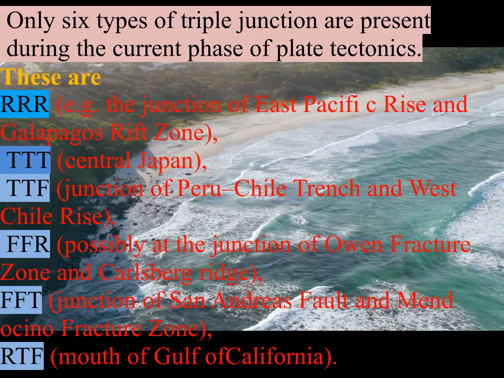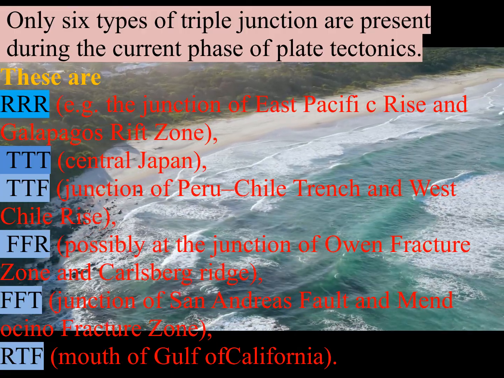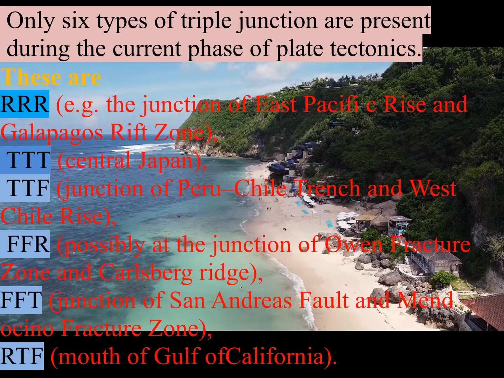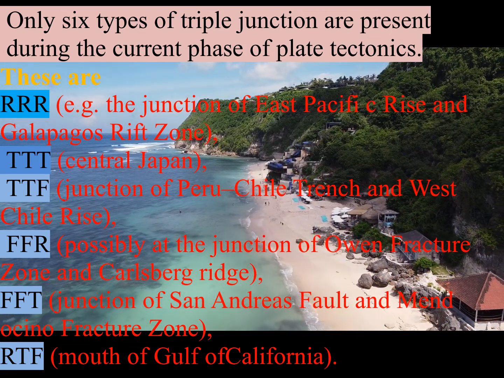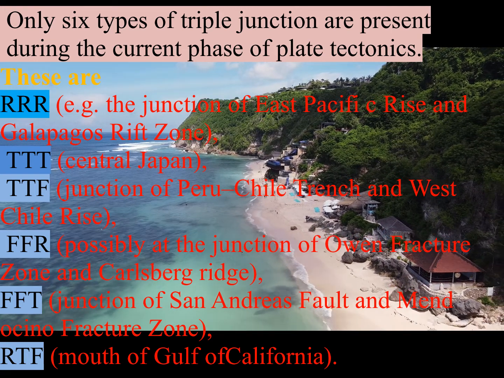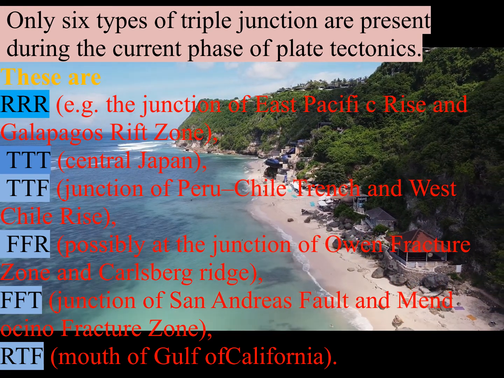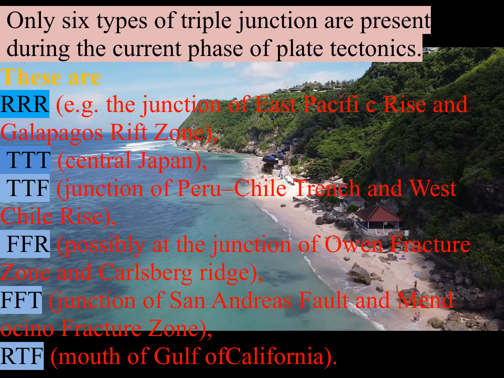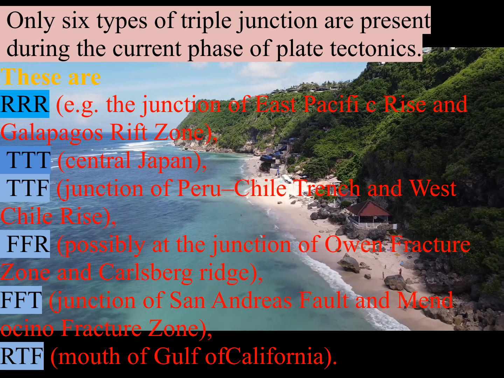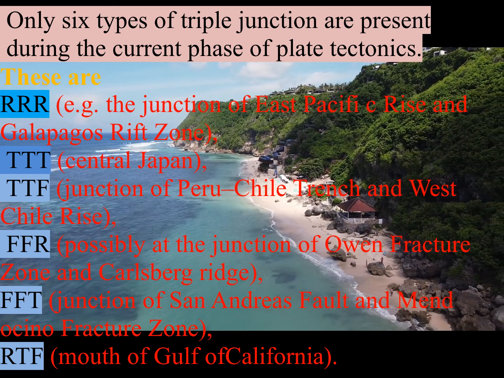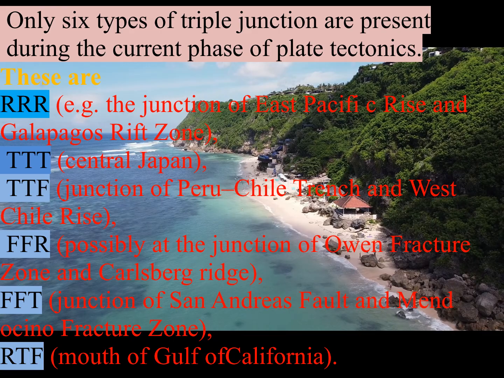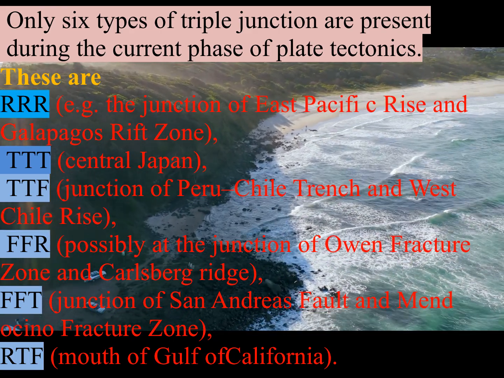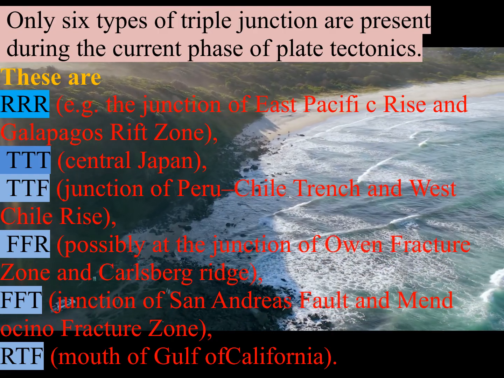These are: RRR, for example, the junction of the East Pacific Rise and the Galapagos Rift Zone. TTT, Central Japan. TTF, junction of the Peru-Chile Trench and the Chile Rise. FFR, possibly at the junction of the Owen Fracture Zone and the Carlsberg Ridge. FFT, junction of the San Andreas Fault and the Mendocino Fracture Zone. RTF, mouth of the Gulf of California.